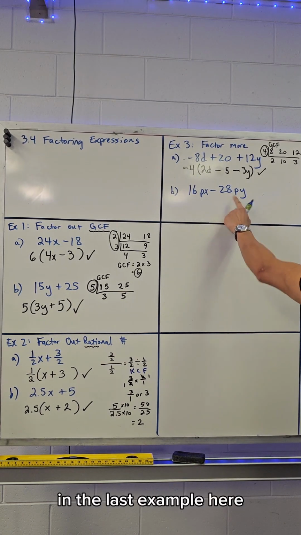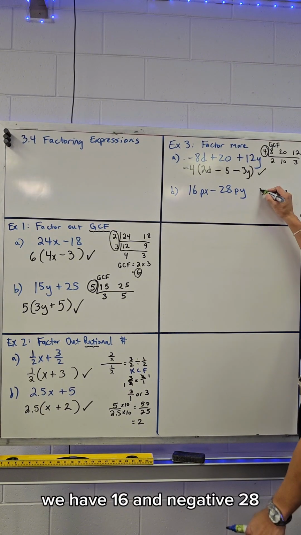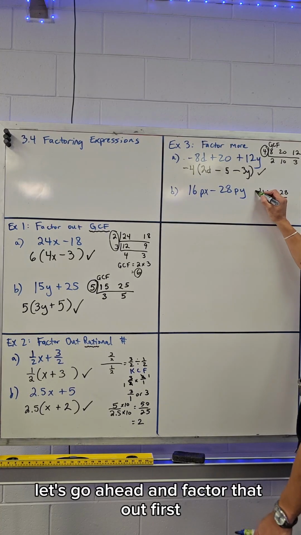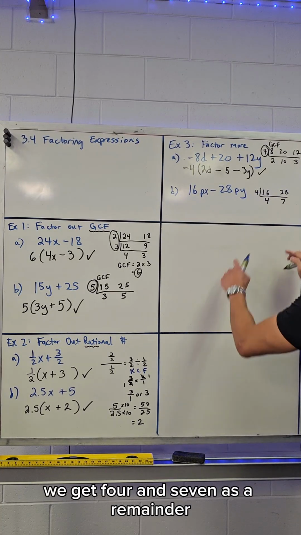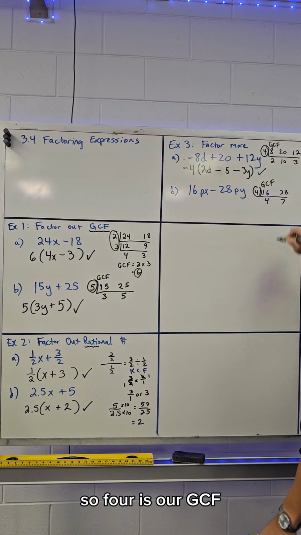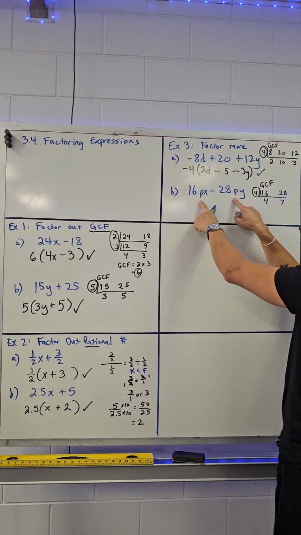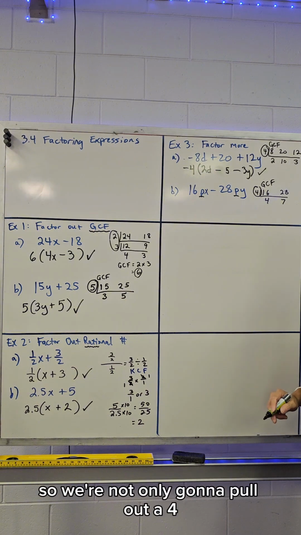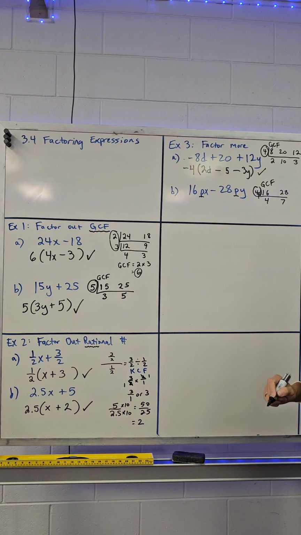In the last example, here we have more than just numbers in common, and that's possible. We have 16 and -28. Let's go ahead and factor that out first. What goes into both? Let's try 4. Dividing, we get 4 and 7 as a remainder, and nothing goes into either one of those, so 4 is our GCF. So we'll go ahead and pull out a 4. But wait, they also have a p in common. So we're not only going to pull out a 4, we're going to pull out a 4p.